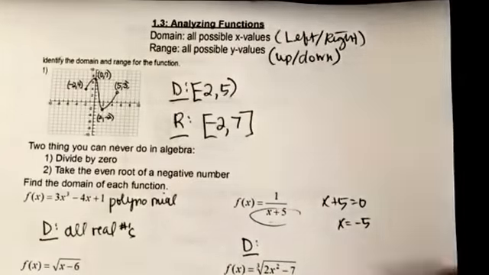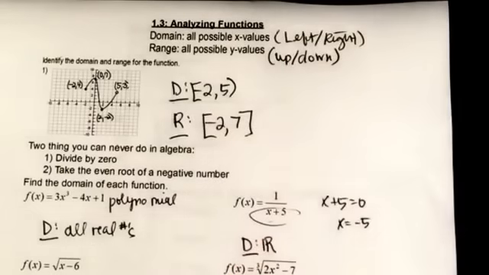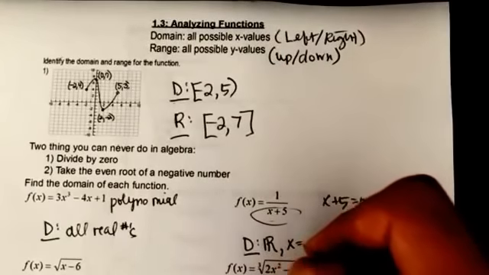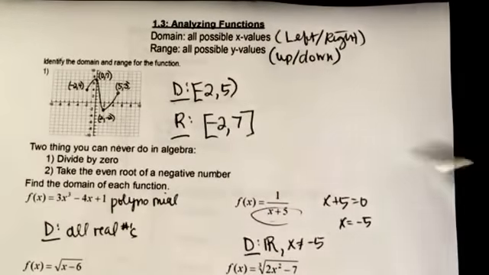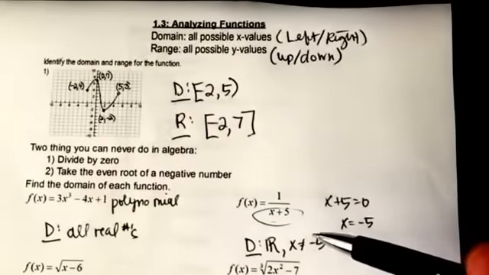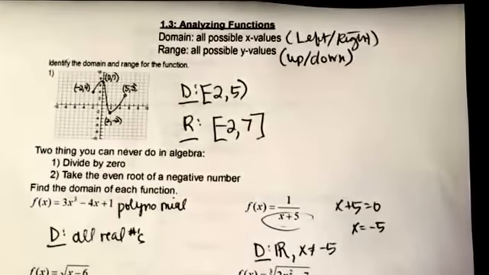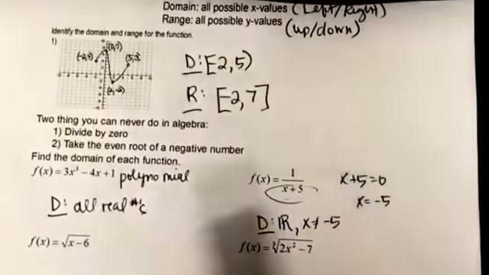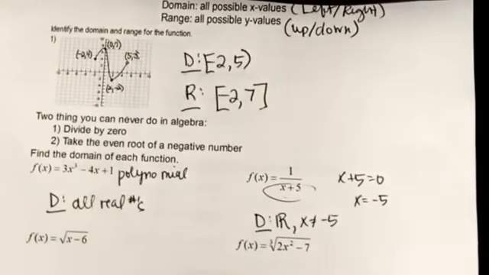Now here's how we state all real numbers using a symbol. It's a giant double-backed R, so all real numbers except -5. So my slashed equal sign tells me that I can use anything except -5. Underneath, the next one is a square root function.